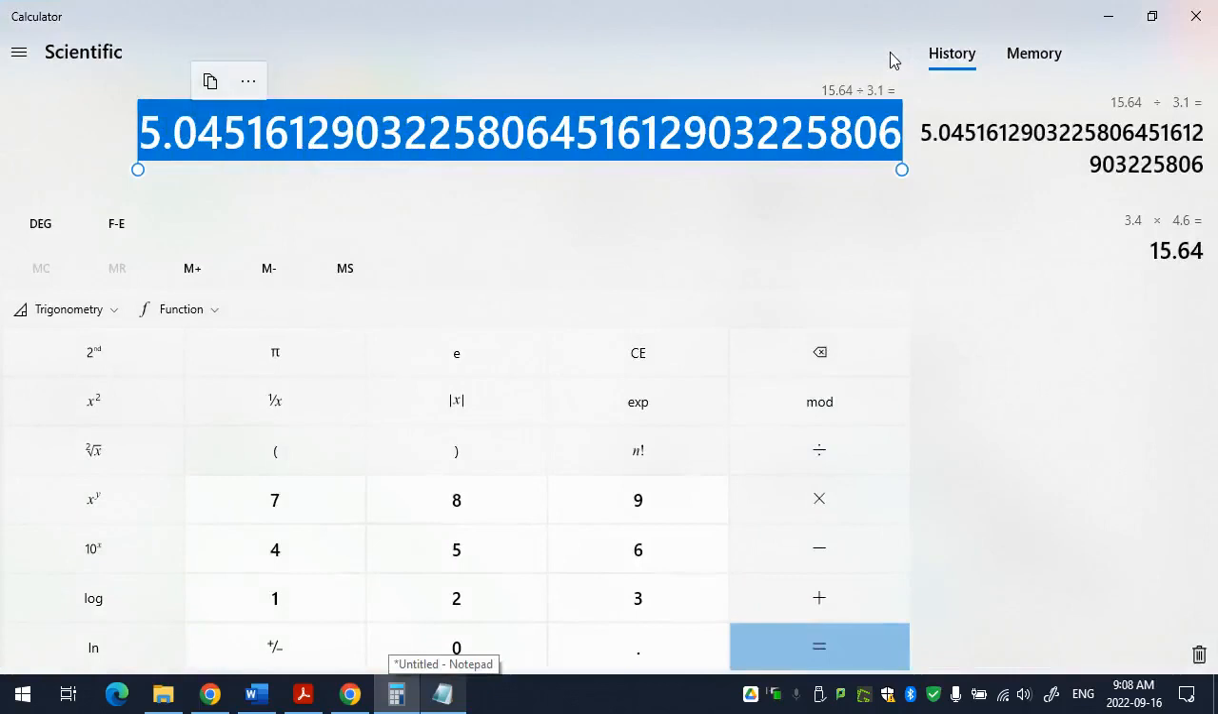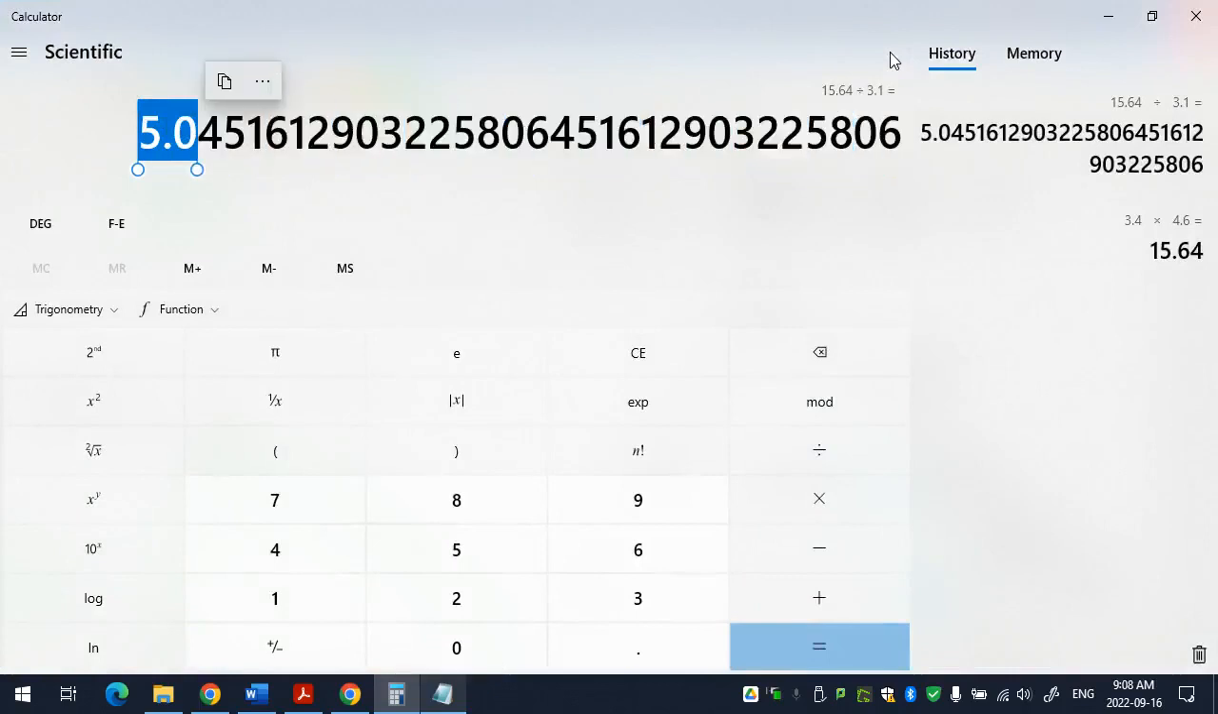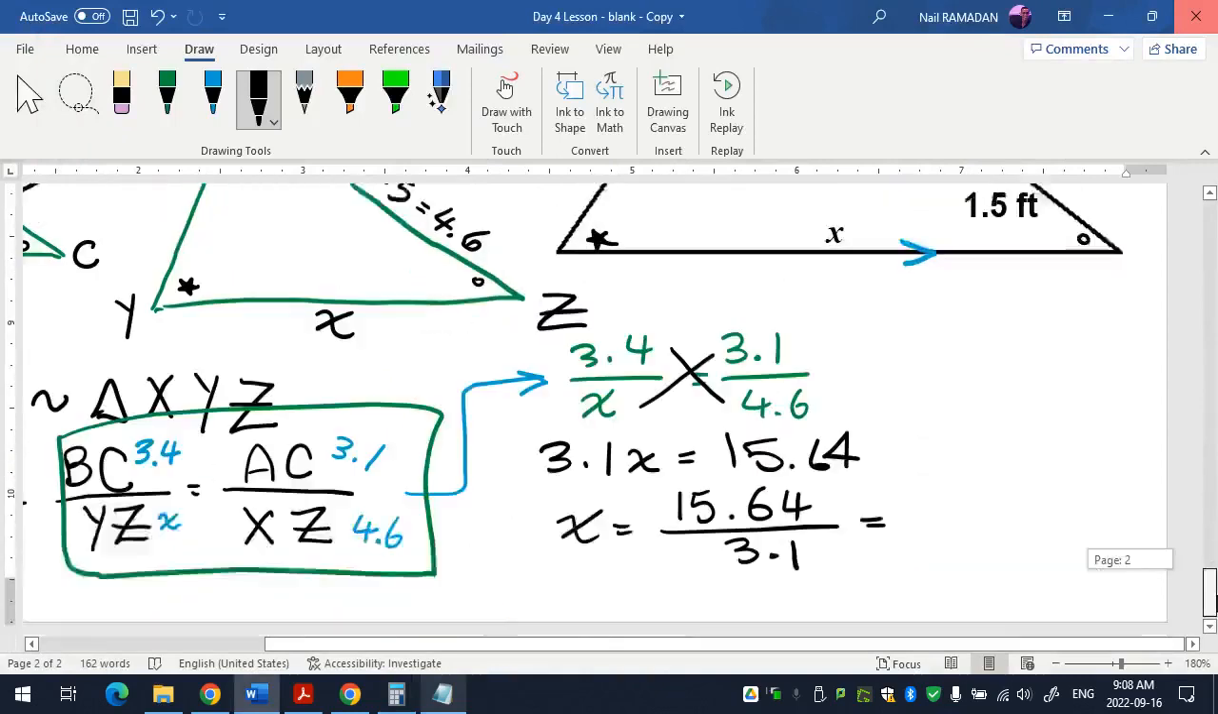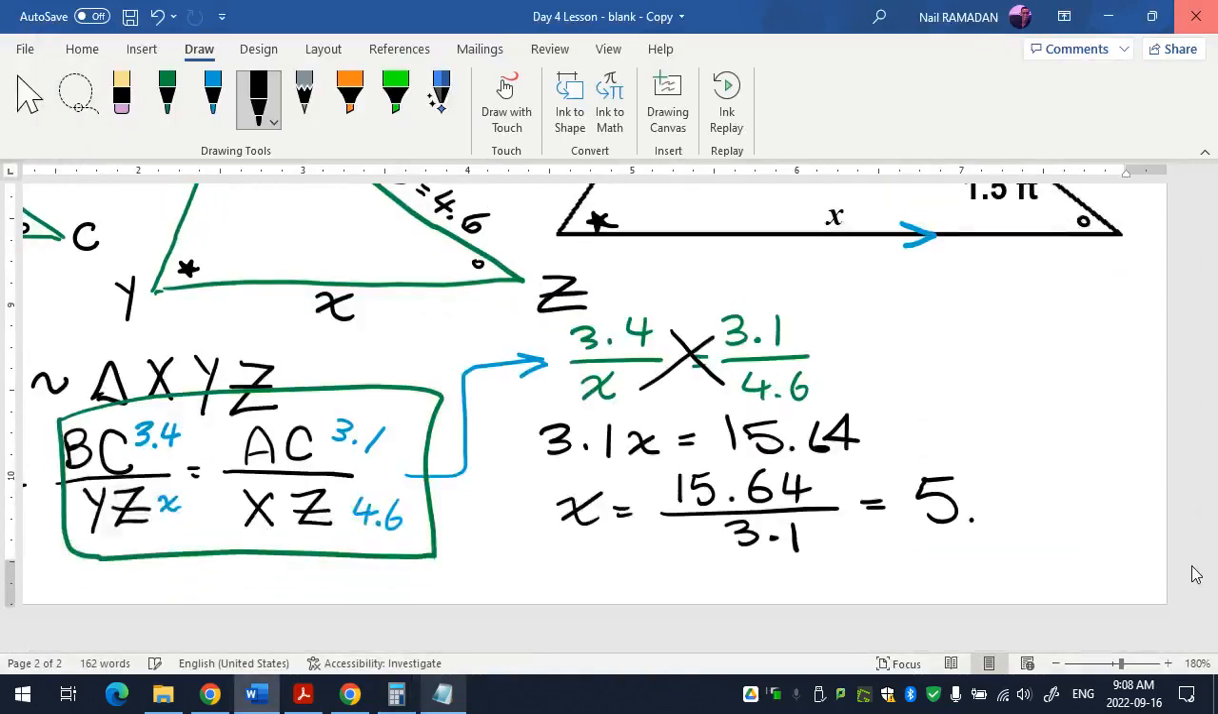Oh, my bad. Does the 4 change anything before it? Does the 4 change anything? So what's the final answer? 5.0. Do we have units? Feet indeed.